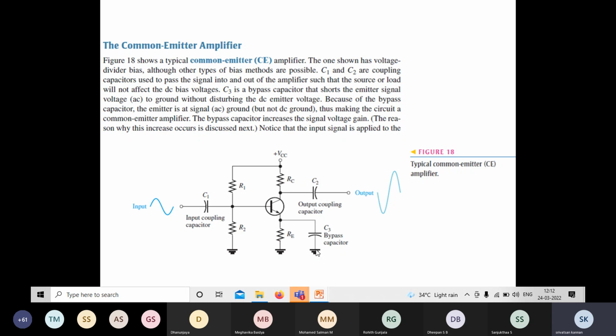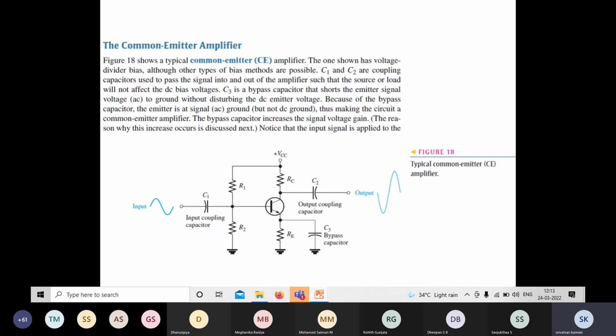It bypasses the AC signal because the reactance value for high frequency is what? Does the reactance value of a capacitor increase or decrease? Decrease. So the current will flow through the capacitor, and it will not disturb the emitter bias voltage. So we need to have a bypass capacitor and coupling capacitors. This is the basic arrangement of the common emitter amplifier.